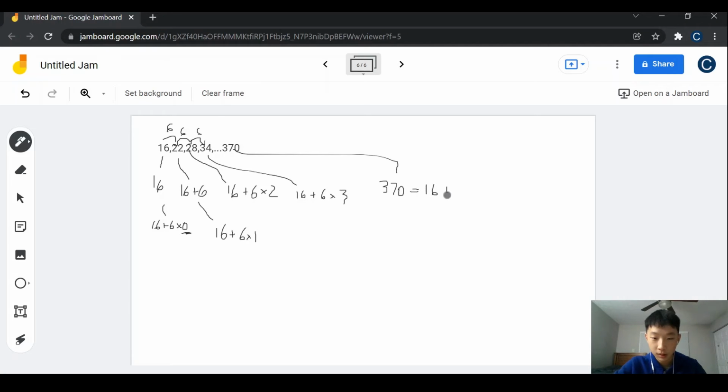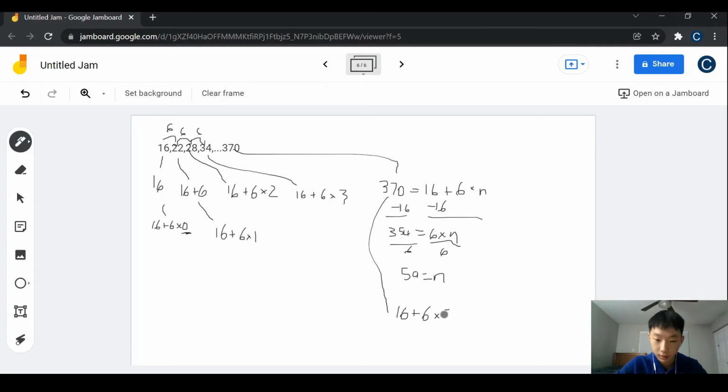So this is going to be 16 plus 6 times some number n, and then if we solve for n, we just subtract 16 from both sides, and then we get 354 equals 6 times n. Divide both sides by 6, and then we get n equals 59. So we know that 370 we can represent as 16 plus 6 times 59.